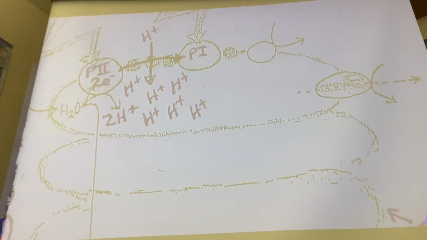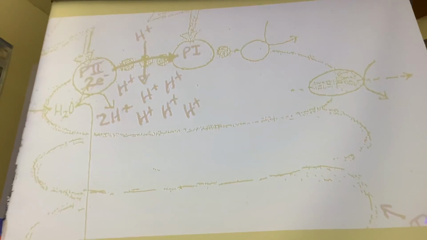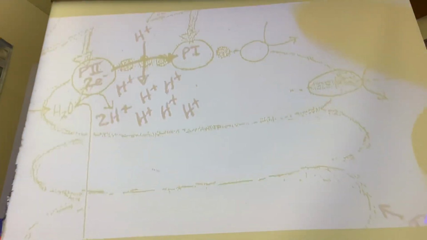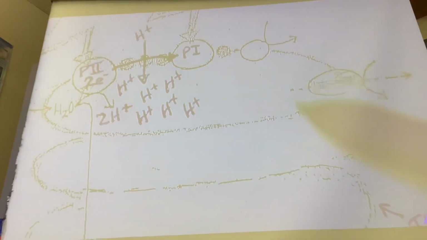And now what do they want to do? Leave. They want to leave. They want to become equal, they want the inside of the thylakoid to be the same number as the outside. And they only have one escape route, and it's through this guy here.